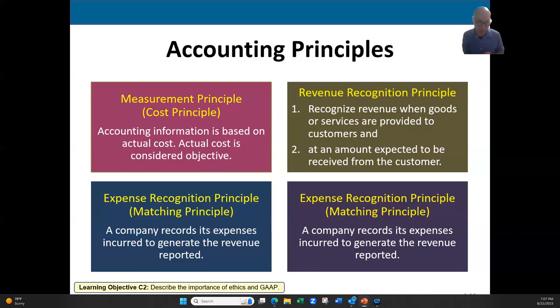In business, you'll notice we want to make money. Yeah, very obvious. We've got to make money. That's why we're in business. You don't go into business to not make money. Even a nonprofit needs to make money. That's how they survive. So the revenue recognition principle tells us that we need to recognize revenue when the goods or the services have been provided to the customer at the amount expected to be received by the customer.